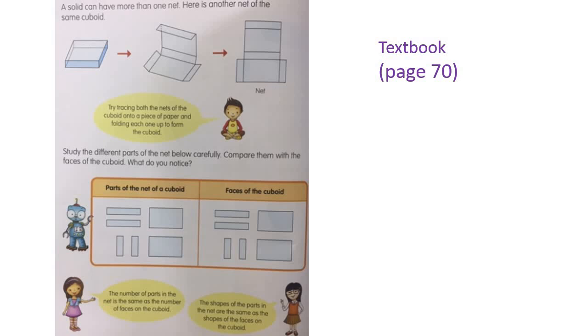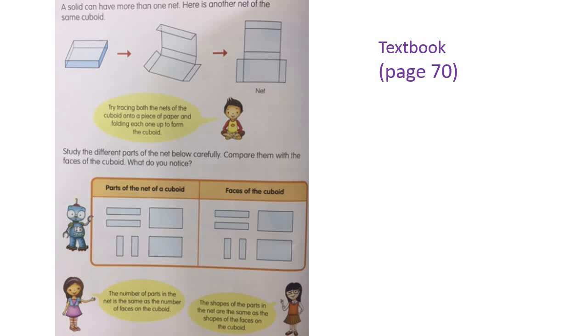So they want to tell you that they can fold it in different ways to have the same 3D shape. Okay, perfect. Now here again they want you to take a look at the faces of each 3D shape. Or how can we form this 3D shape? Which 2D shapes are connected together so we can get this 3D shape? Study the different parts of the nets below carefully. Compare them with the faces of the cuboid.